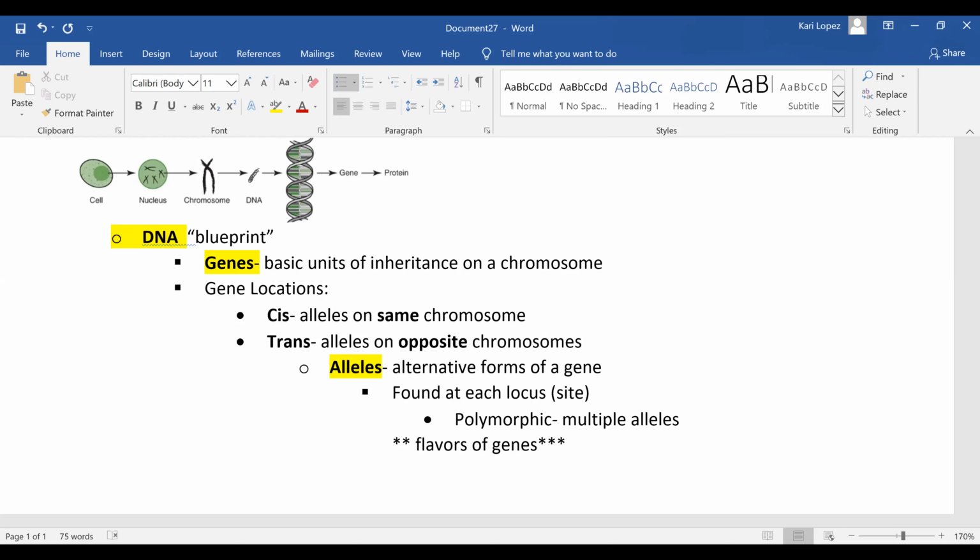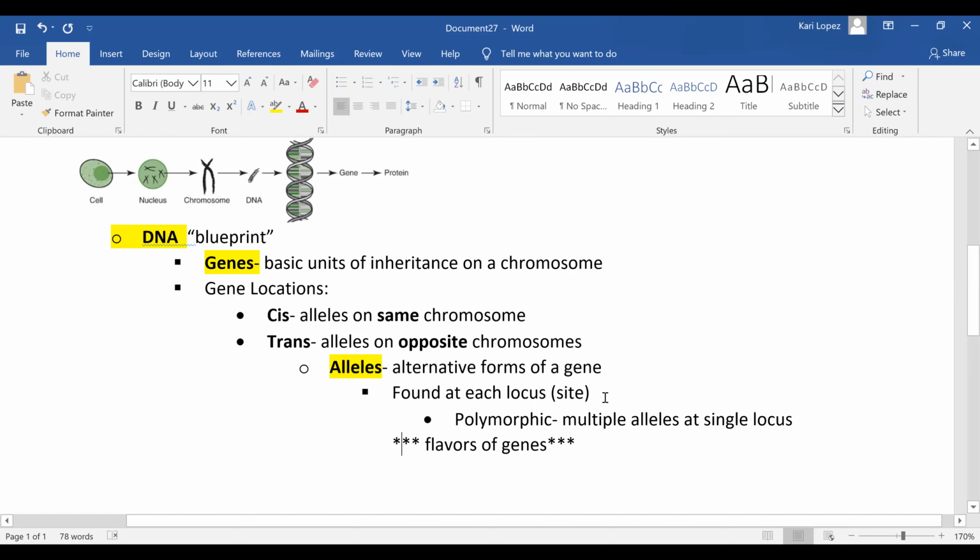What did you say before that? Before polymorphic, I said that your alleles are like your flavors of genes. No, you were describing what polymorphic is. Oh, they are multiple alleles at a single locus. So multiple alleles at a single site.